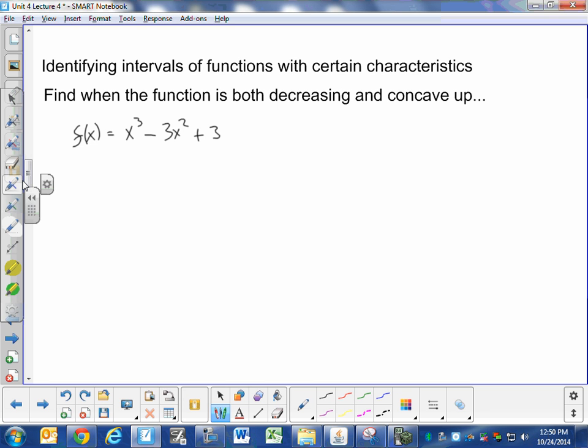Now I can give you a function and ask you certain questions about the function. Not necessarily where just the relative extrema are, not where the inflection points are. I could say, given f of x is equal to x cubed minus 3x squared plus 3, find when this function is both decreasing and concave up.